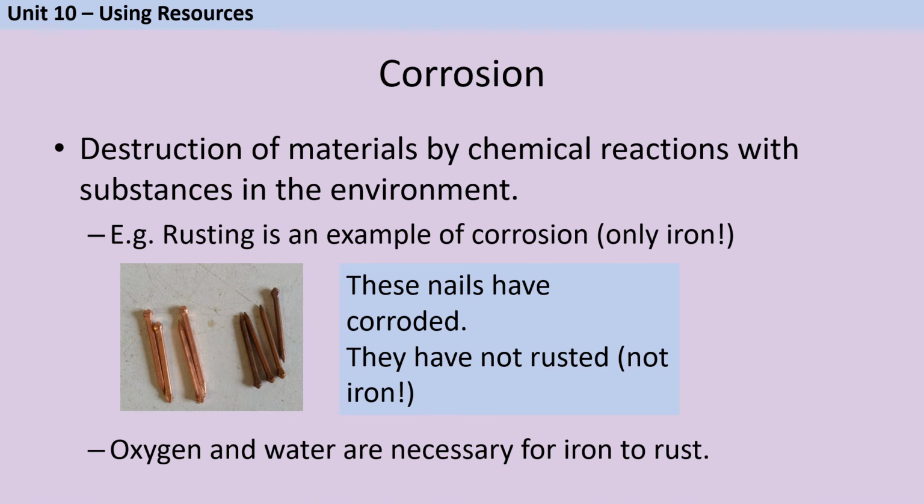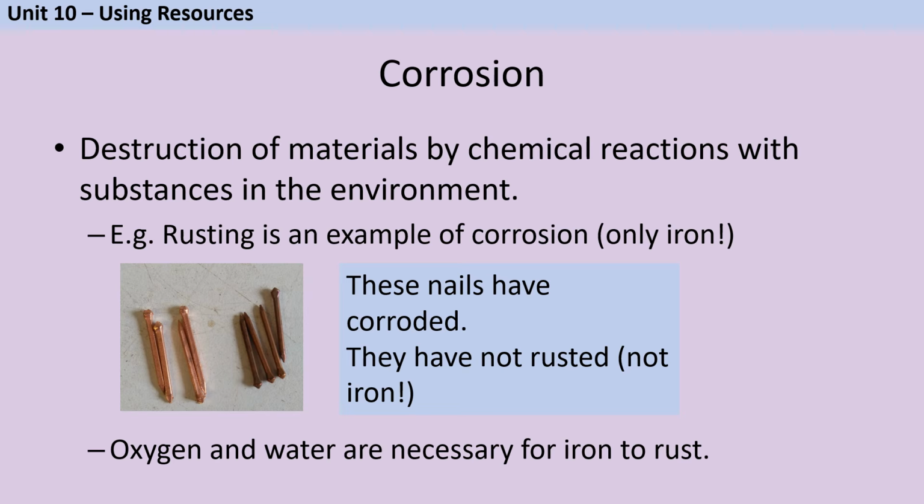Corrosion can be defined as the destruction of materials by chemical reactions with substances in the environment. Quite often when we're talking about corrosion, we're talking about a metal reacting with oxygen and water in the atmosphere and gradually breaking down, but actually the word can describe quite a broad range of different reactions. Rusting is one example of corrosion, but there are 2 important things to bear in mind.